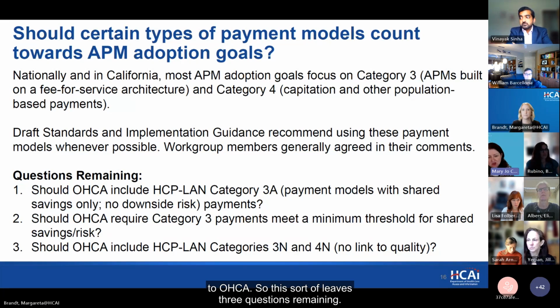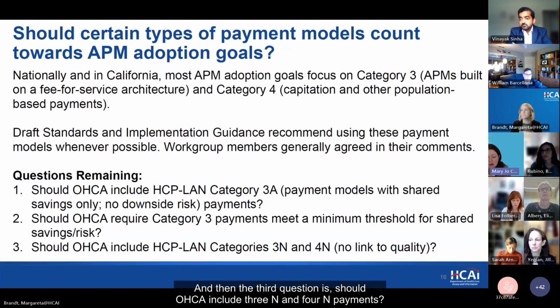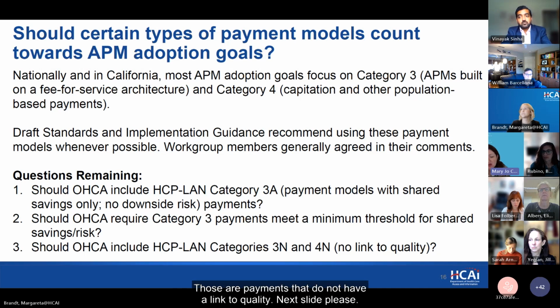So this sort of leaves three questions remaining. One is whether OHCA should include HCP LAN Category 3A. Those are payment models with shared savings only, no downside risk. The next is whether OHCA should include Category 3 payments that must meet a minimum threshold for shared savings and risk. We'll talk more about what that can look like in a minute. And then the third question is, should OHCA include 3N and 4N payments? Those are payments that do not have a link to quality. Next slide, please.